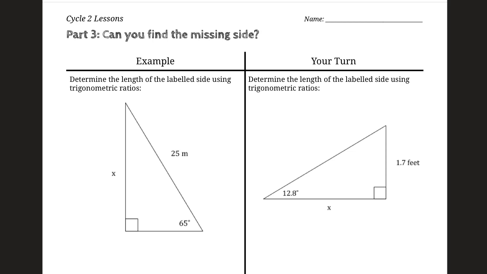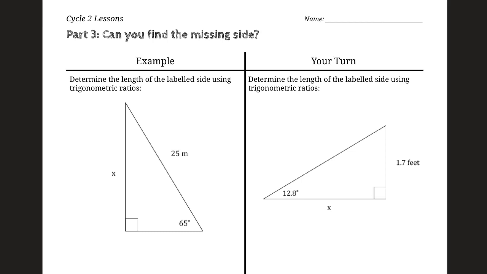Can we find a missing side on a right angle triangle? This is a very, very useful skill. We're given this triangle, right? We're given an angle of 65 degrees. We're given a side length of 25, and we have to find this x. How can we find the x?